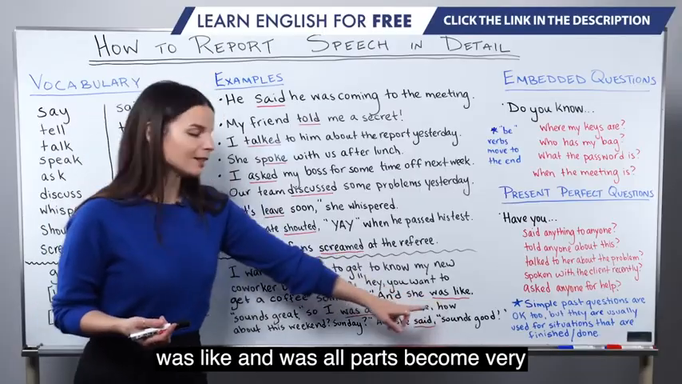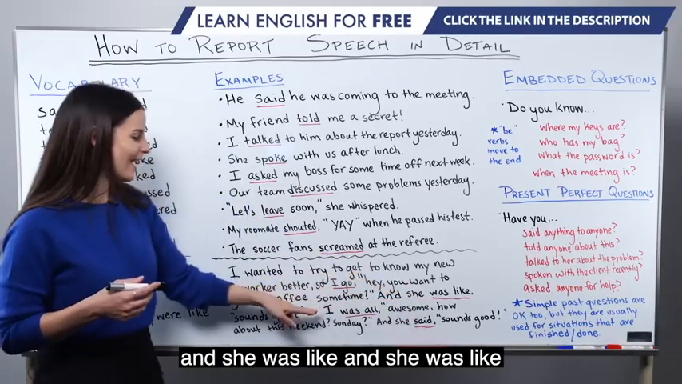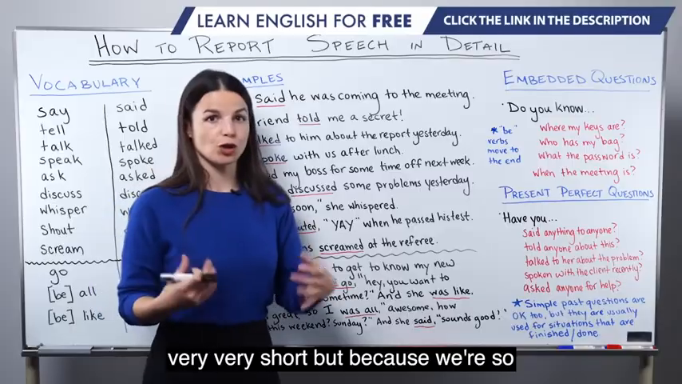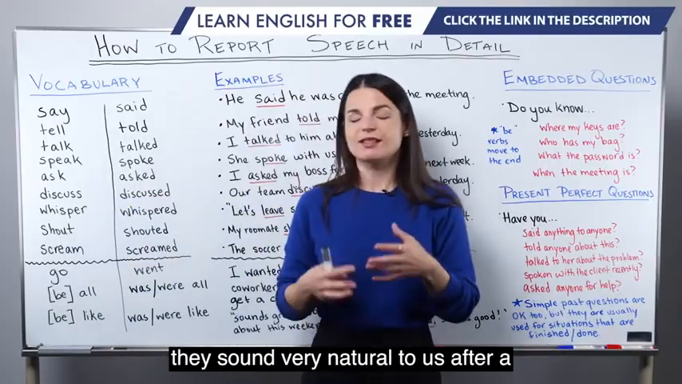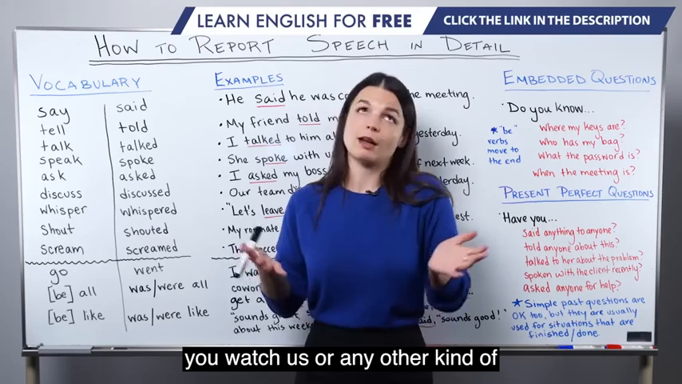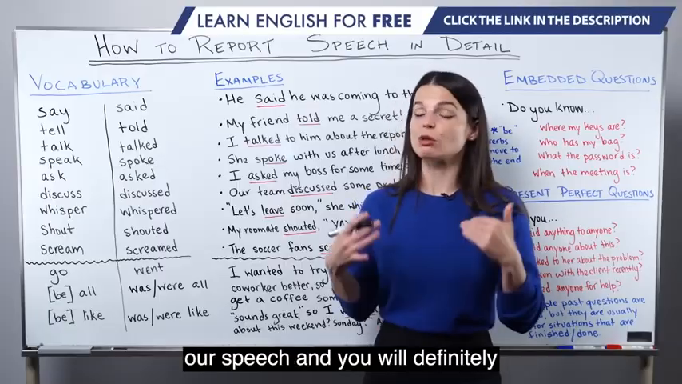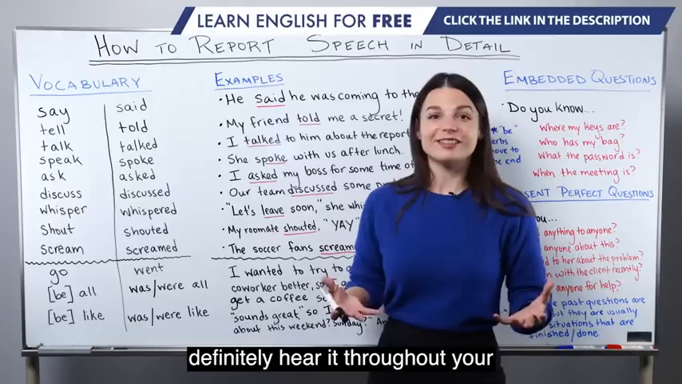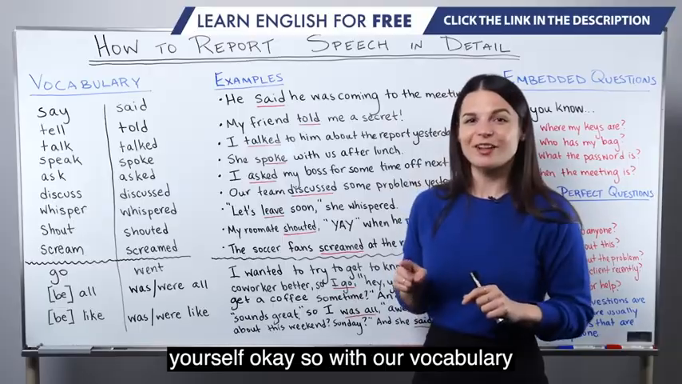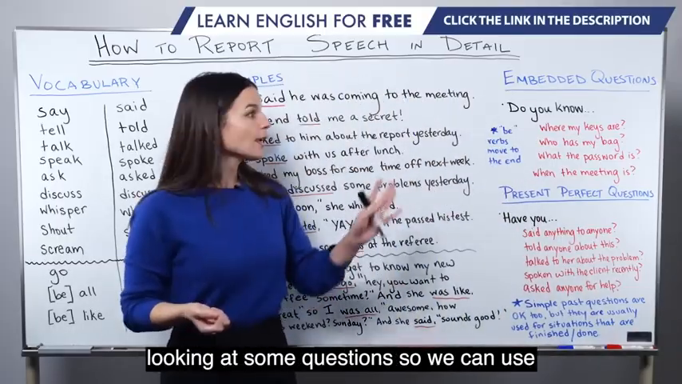So these "was like" and "was all" parts become very short. "And she was like," "and she was like," and "I was all." So these sound very, very short. But because we're so used to using these to mark our speech, they sound very natural to us after a while. So try to listen for these when you watch US or any other kind of English-speaking media. We use these words a lot in American English to mark our speech, and you will definitely hear it throughout your studies. So I definitely recommend you take some time to get familiar with these sounds and how to use them yourself.